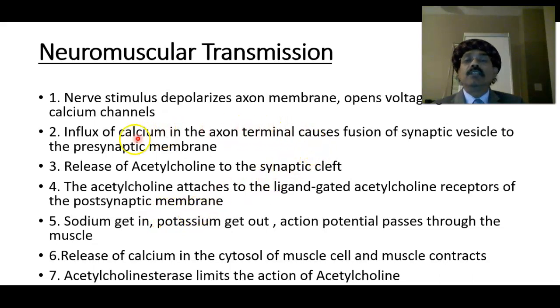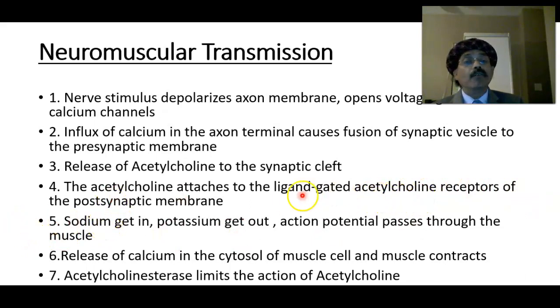So this is the calcium channel in the presynaptic membrane. This calcium channel in the presynaptic membrane is a voltage-gated channel, but the acetylcholine receptor on the postsynaptic membrane is a ligand-gated channel.